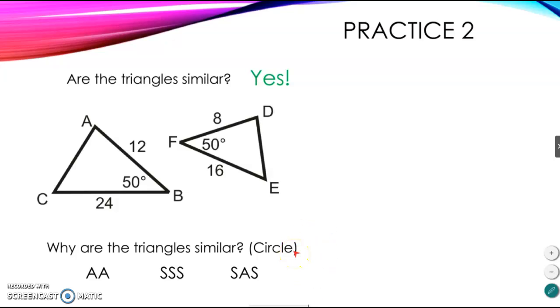Okay, so a follow-up question is, why are the triangles similar? To tell why triangles are similar, you want to pick one of the similarity postulates that I spoke about in the previous slides. Is it because of the angle-angle postulate? Is it because of the side-side-side postulate? Or is it because of the side-angle-side postulate? And you can determine this by seeing that there is an angle involved and two sides in each of the triangles. And so that means the two triangles are similar by the side-angle-side postulate.